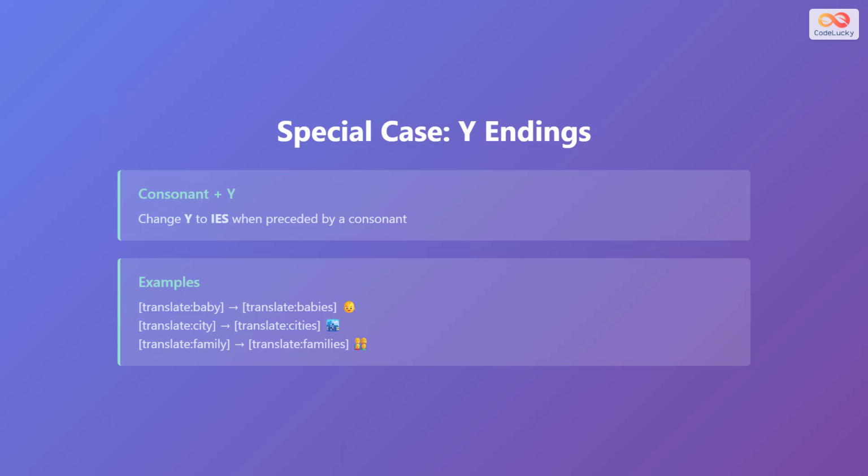Nouns ending in Y have a special rule. When Y comes after a consonant, you change the Y to IES. For example, a baby becomes babies. A city becomes cities. A family becomes families. This rule is important because many common English nouns end in consonant plus Y.